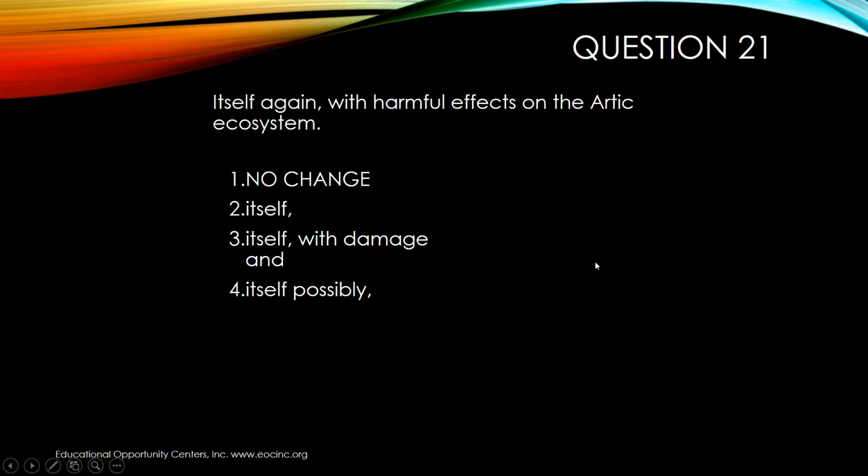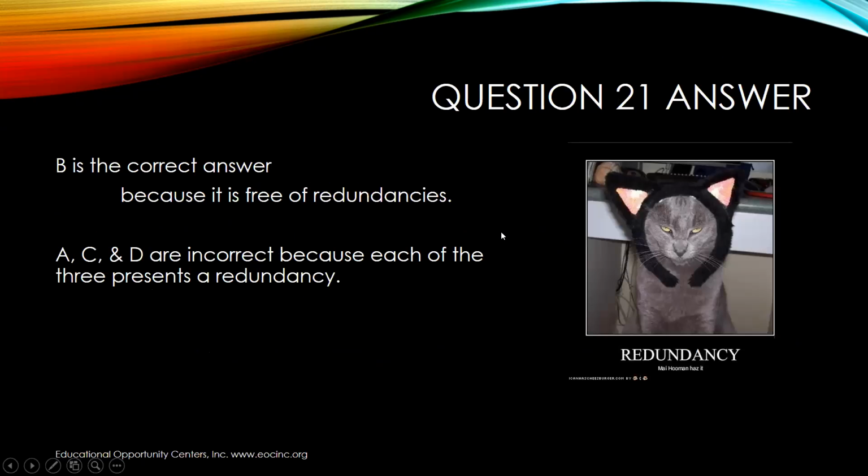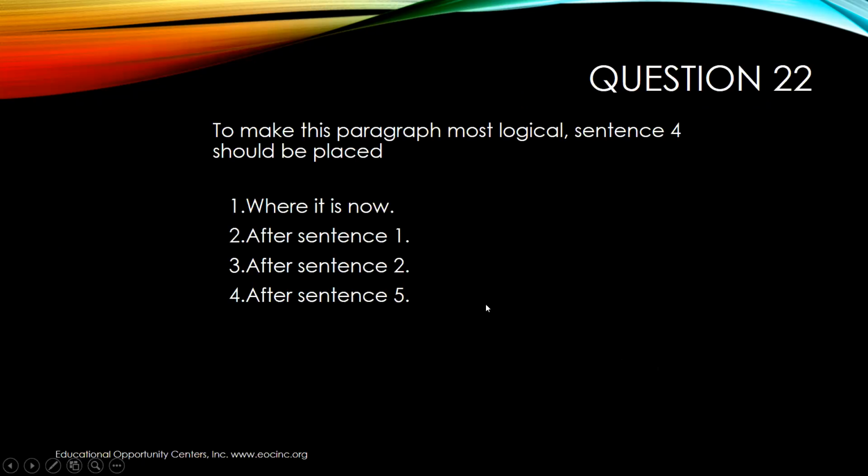Carolyn, we've got 2 B's and an A. Well, the B's have it. Correct answer is B. Tammy, there's your cat that's outside. I was going to say, well, my cat's black, but is that your cat? But look, this is a gray cat who's going as a black cat for Halloween. That's right. Because it's free of redundancies. How about question 22?